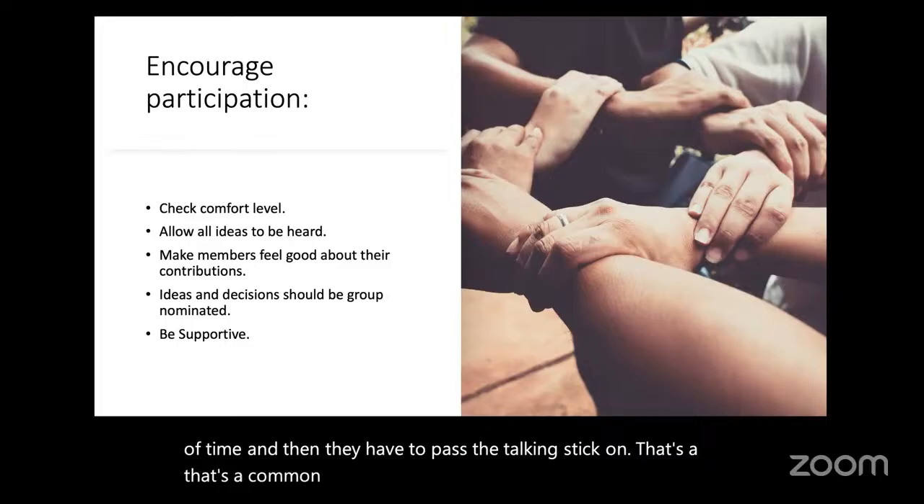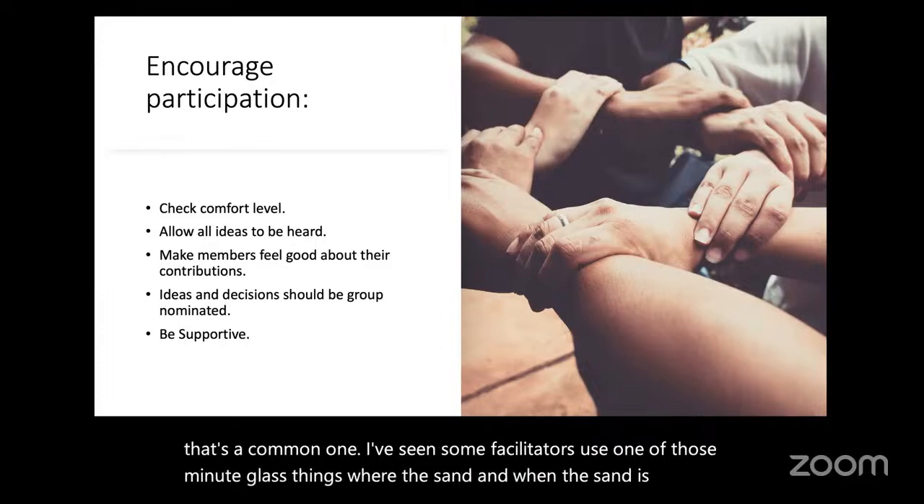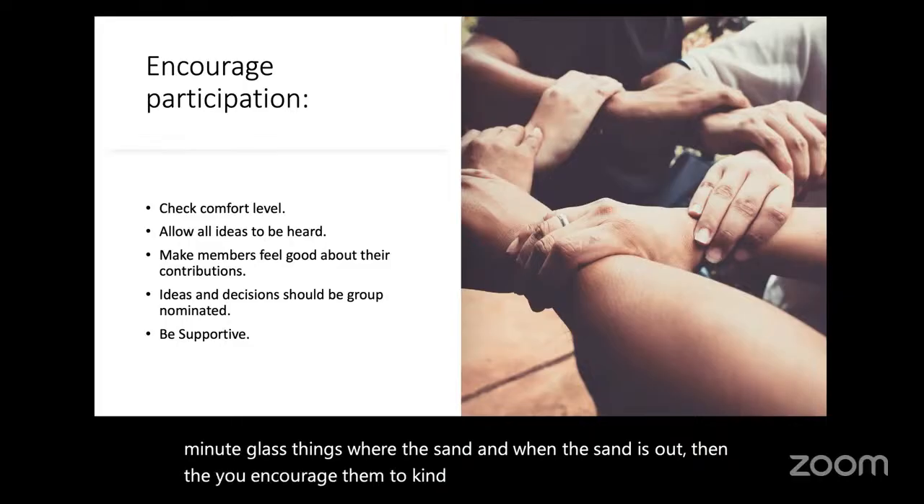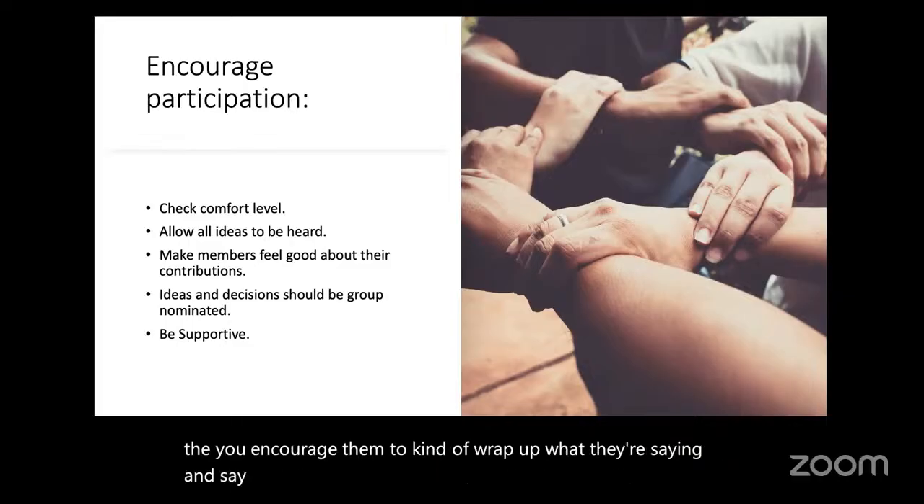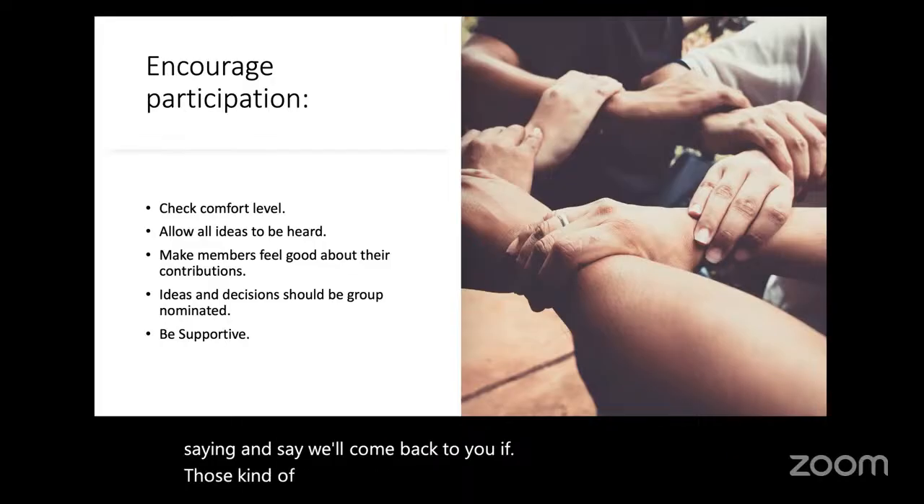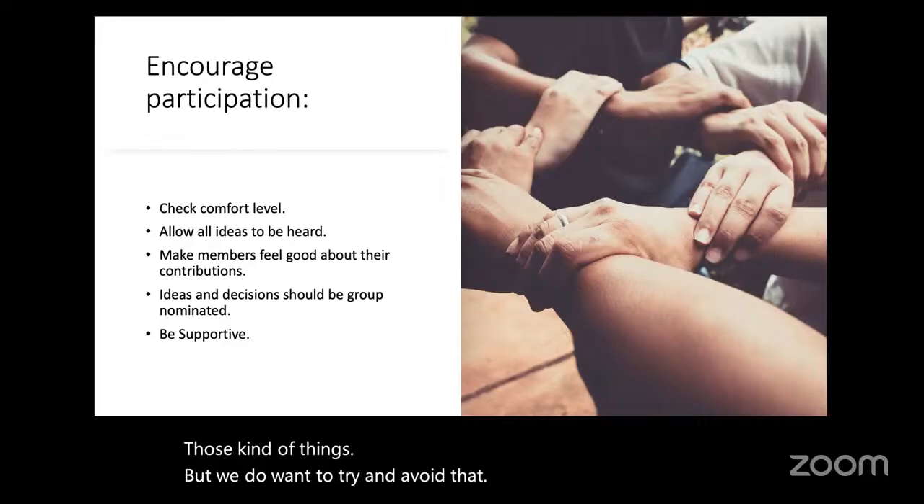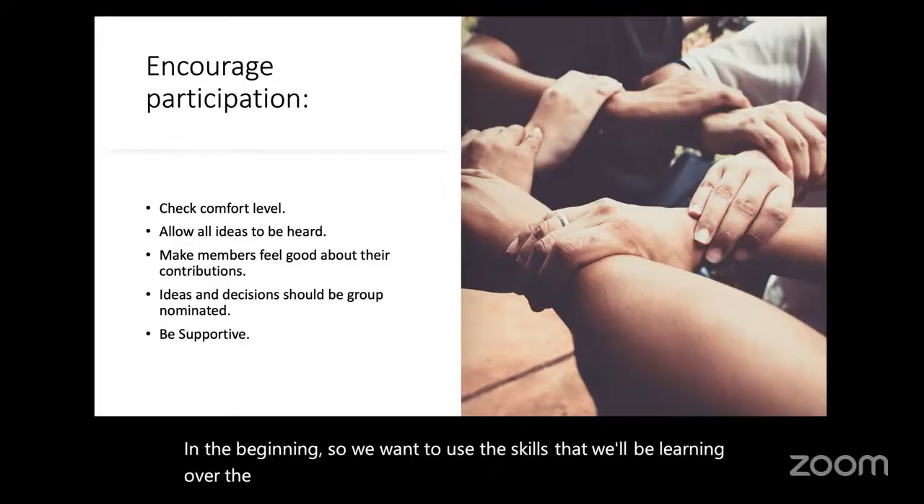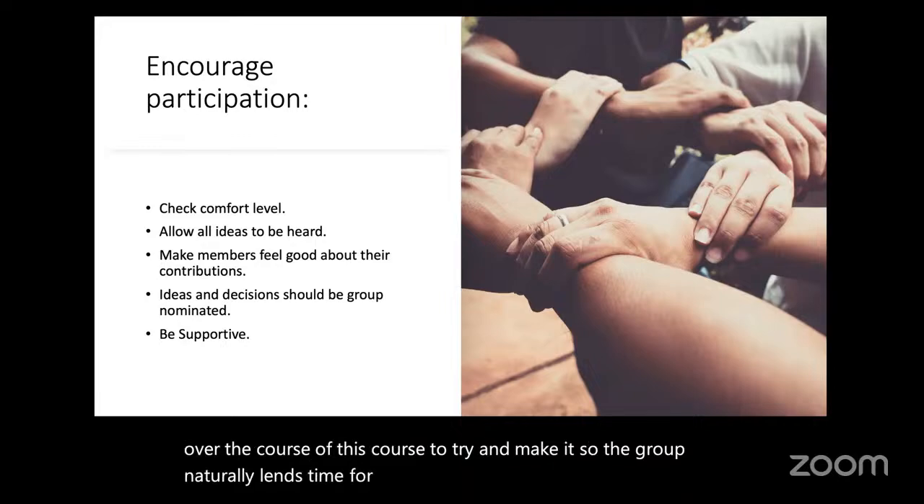I've seen some facilitators use one of those minute glass things where the sand, and when the sand is out, then you encourage them to kind of wrap up what they're saying and say we'll come back to you if we have time, those kind of things. But we do want to try and avoid that in the beginning. So we want to use the skills that we'll be learning over the course of this course to try and make it so the group naturally lends time for each of the group members. Okay.